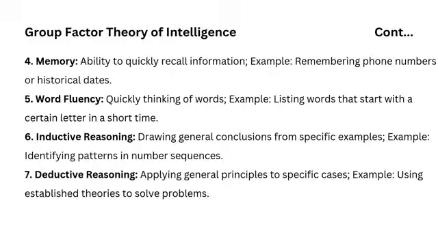For example, after observing the pattern in a sequence of numbers, someone might predict the next number based on that pattern. Next is the deductive reasoning. This is the capacity to apply general principles to specific situations. For example, using a mathematical formula to solve a particular problem or applying a scientific law to explain an experiment.